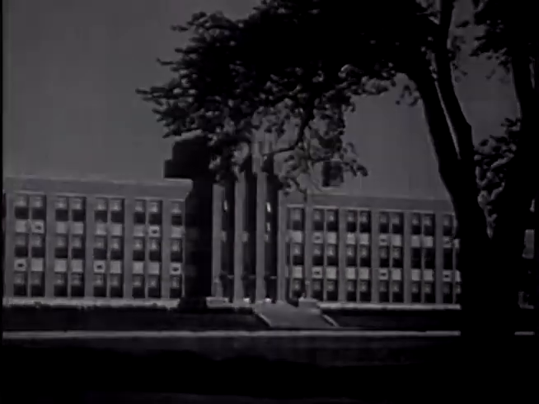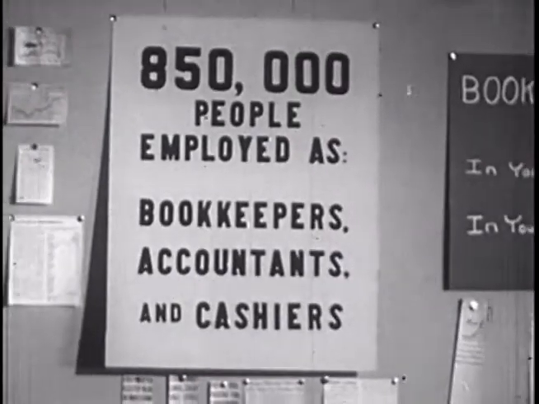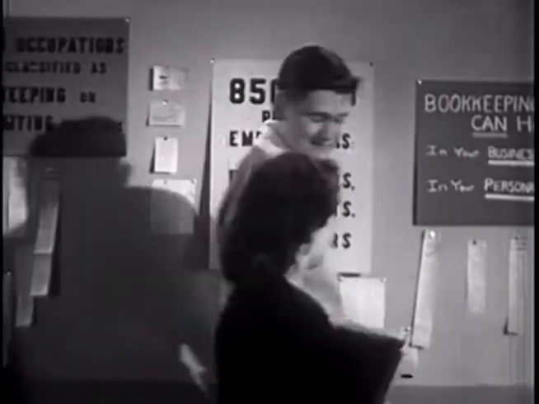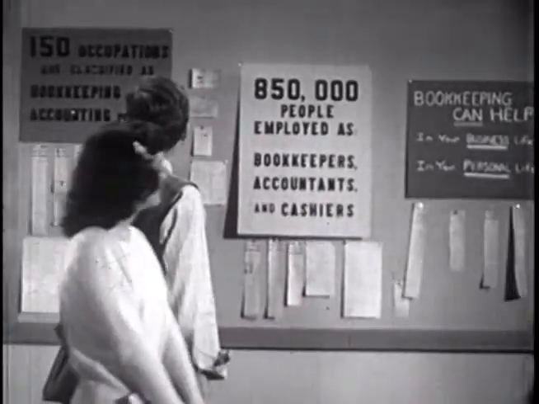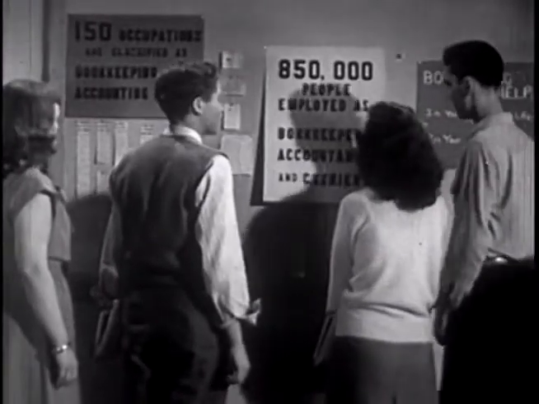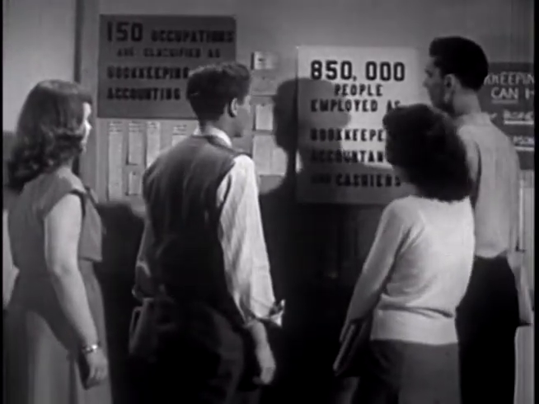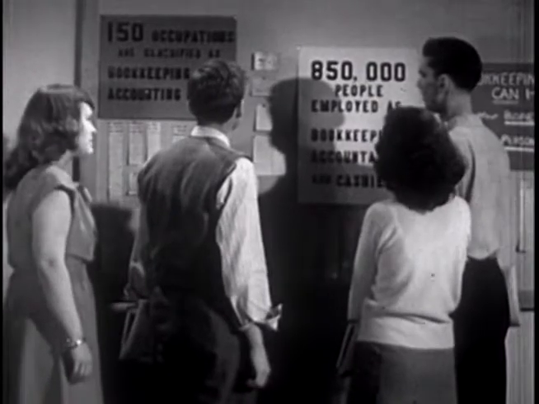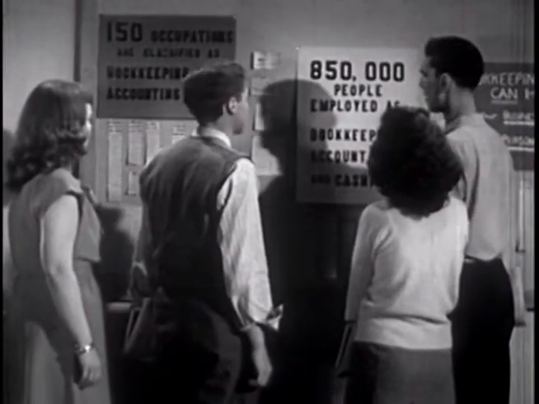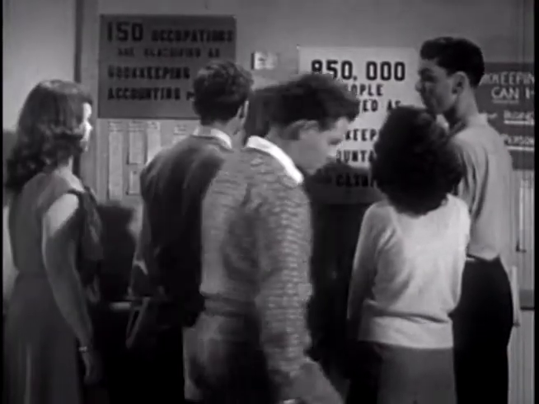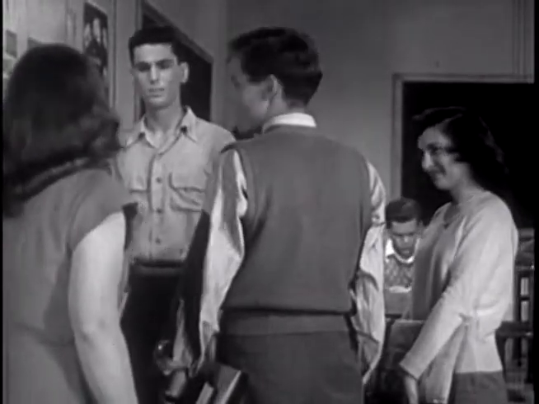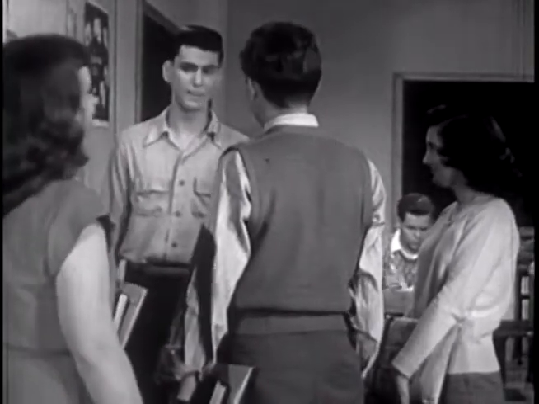Let's look in on a high school bookkeeping class. 150. That's a lot of different kinds of jobs. 850,000. That's a lot of people and a lot of jobs. Jobs for us when we graduate. Maybe for you kids. Me, I'm going into politics. I'm going to be a senator, maybe governor. Listen to him. You won't catch me voting for you. The Honorable Henry Foster. All right, you'll see.